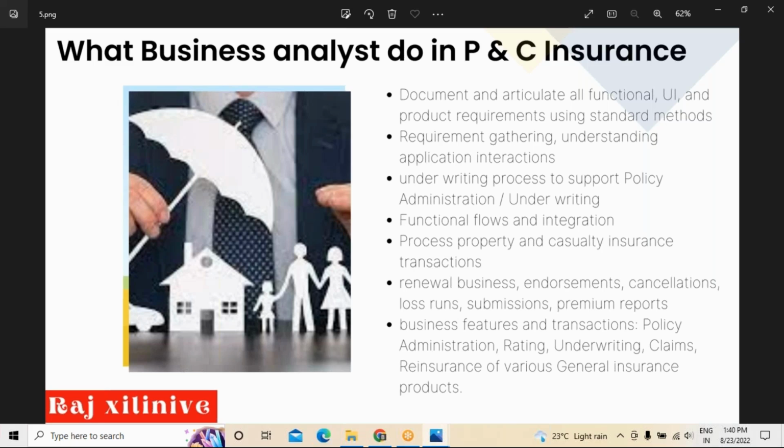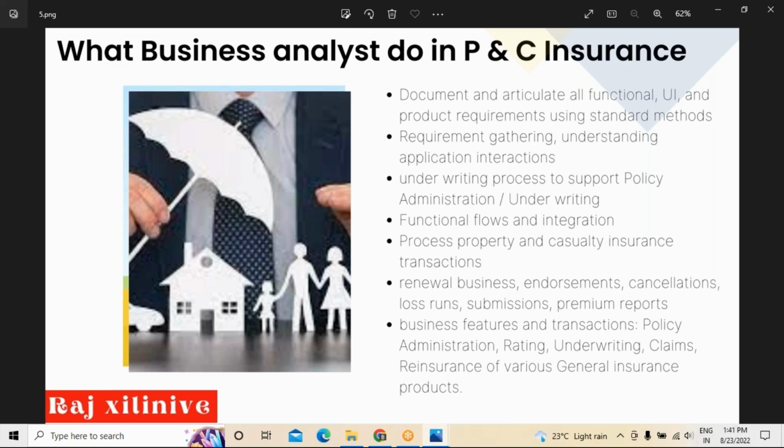We must also have a clear understanding of how to handle business renewals. Business endorsements must be known to us well in advance. We must know about cancellations, loss runs, and the different insurance submissions that will be there, as well as premium reports. All these things must be known to any business analyst when he or she is gathering the requirements, understanding the requirements, or articulating them.